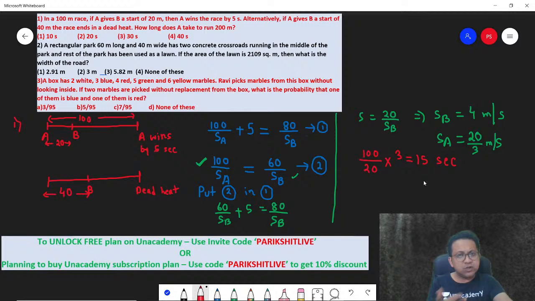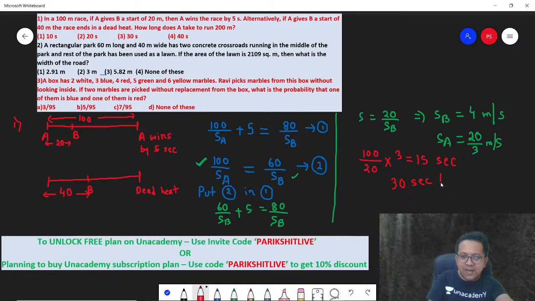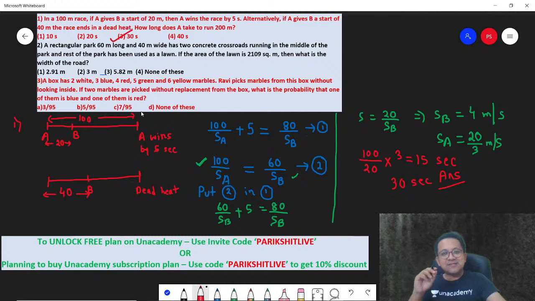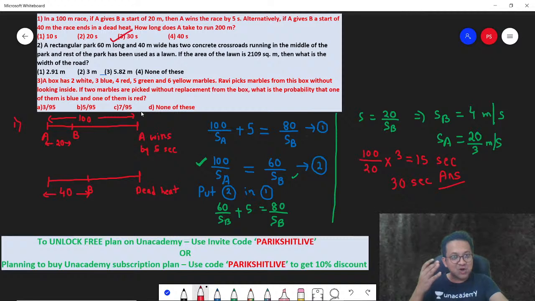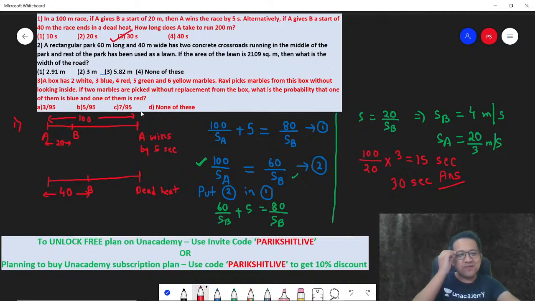Now, question is asking 200 meters. So obviously, it will take double the time. Double the time would mean 30 seconds, and that's your answer. Got it? A pretty simple one. Just two equations. Solve it, and all the marks for this particular question are yours. Got it? Fine. I think question number 1, you got it.